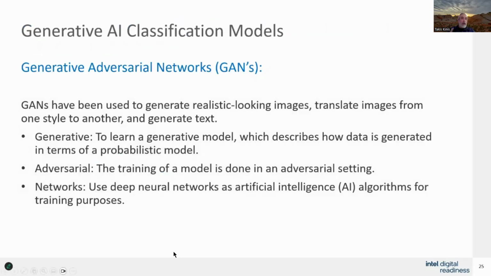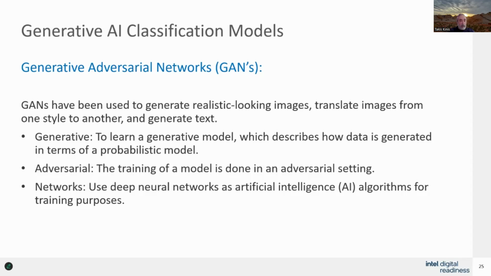So let's talk about those kind of weird approaches. What we call GANs are basically used to create things like realistic images, translate images from one style to another, and create text. So the generative part is to learn a generative model. This is how it operates, which describes how the data is generated in terms of a probabilistic model.